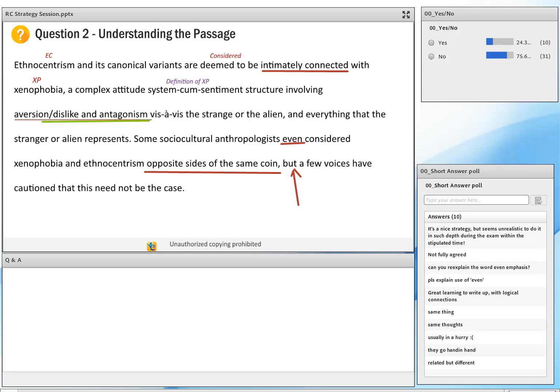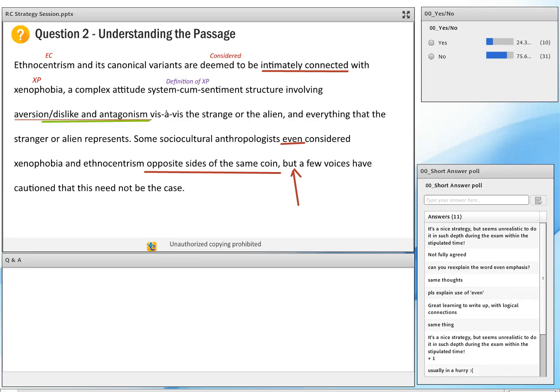Okay. All right. So, I have another comment here. It's a nice strategy, but seems unrealistic to do it in such depth during the exam within the stipulated time. Again, guys, when you're learning the process, it takes time. But when you start to see these connections, I'm not saying that right off the bat. Today, when you start to do another passage, you will not be able to do all these connections and work out everything within the stipulated time. Not at all. That's how I started off. This is a new skill that you're building.